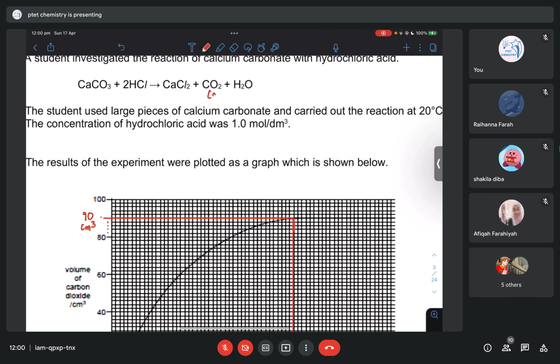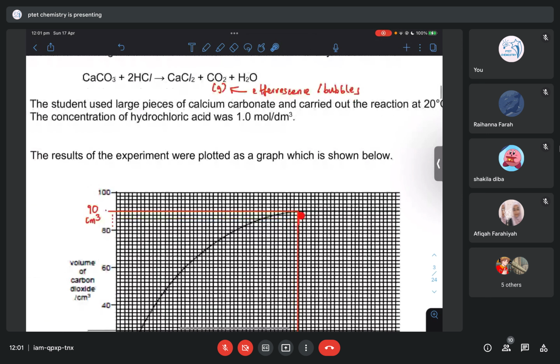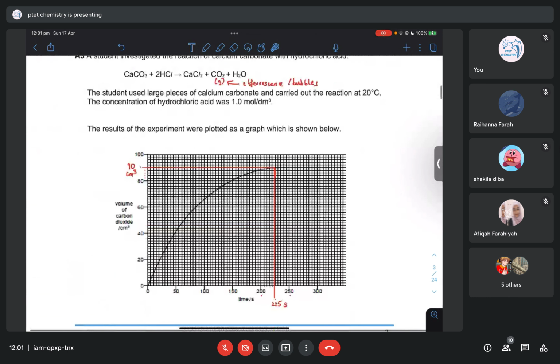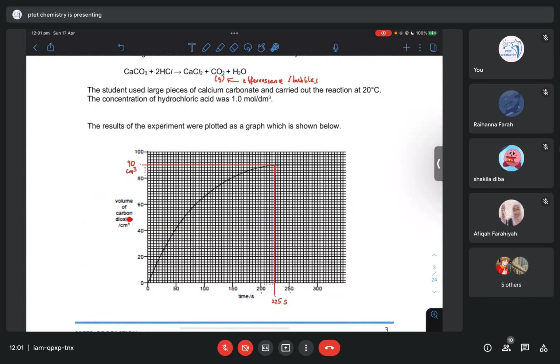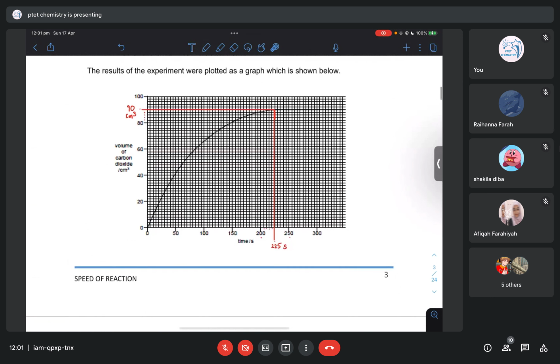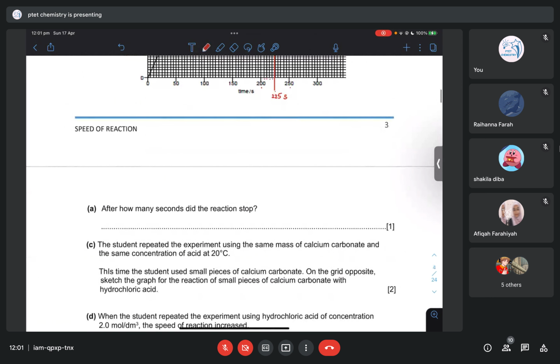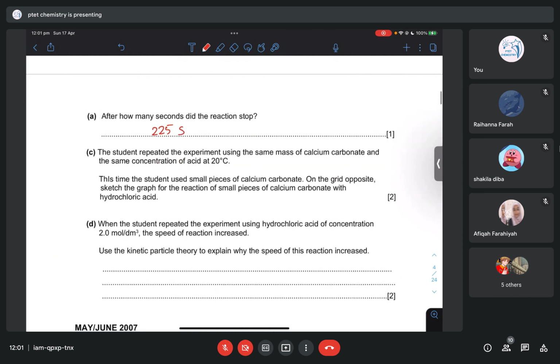This is between carbonate and HCl, so you will get effervescence. You do not see carbon dioxide gas; you see bubbles. And when there are no more bubbles getting produced, that means the reaction must have finished. And you plot this kind of graph by collecting the volume of gas, and volume of gas can be collected using a gas syringe. 225 seconds and you collect 90 cm cube. They are not asking us to do anything here. But we repeat the experiment.